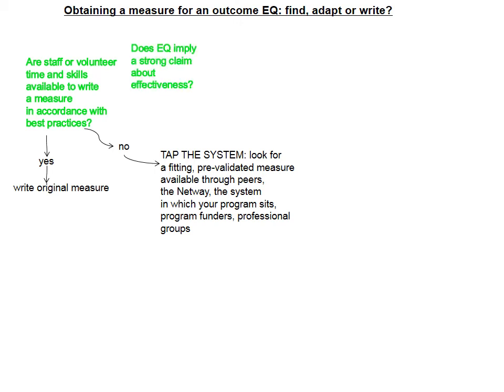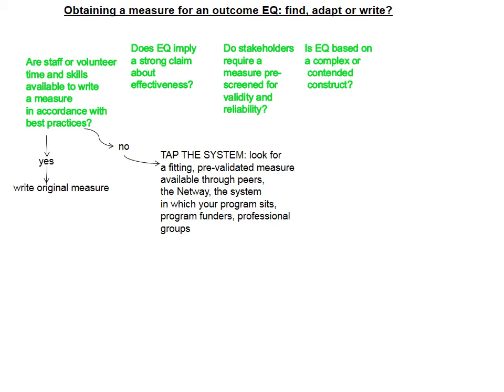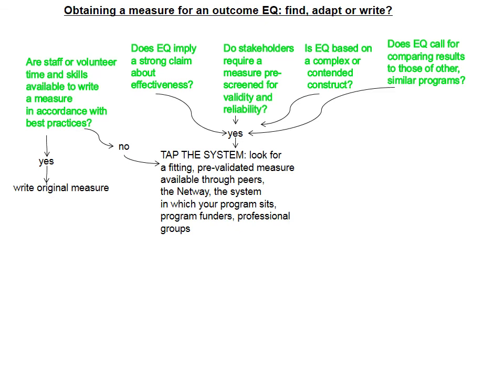Then there's a whole bunch of scenarios where having a pre-existing measure is probably beneficial. For instance, if you want to make a really strong claim about effectiveness, if some stakeholders are putting a value in a measure that already has an established validity and reliability scale, if your evaluation question is focusing on a contentious and complex construct, if you want to compare the evaluation results of your program with other results across the state, across the country, across the world, in those cases, it's usually best to find a pre-existing measure, if you can.